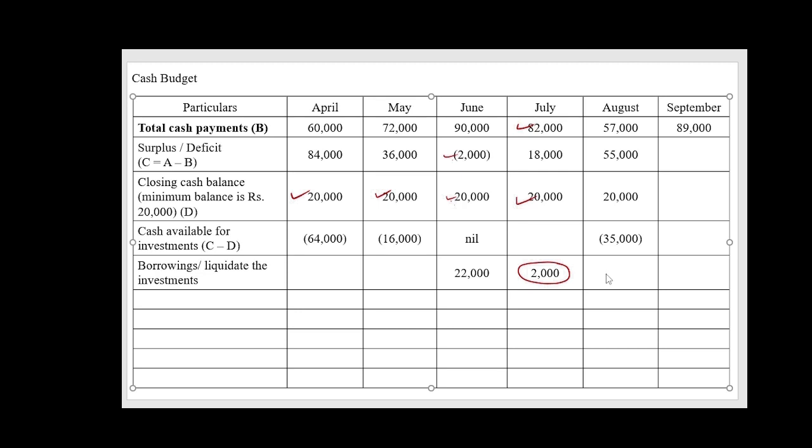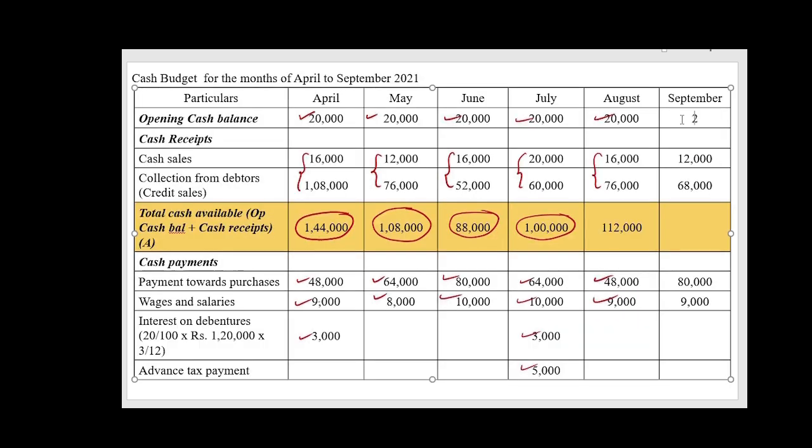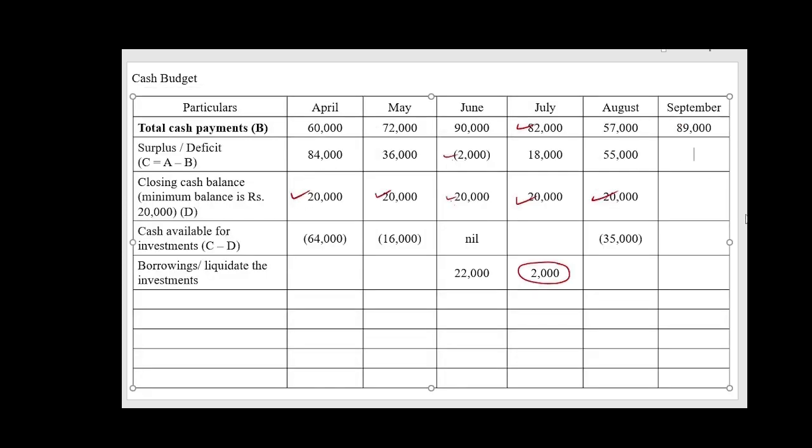Now this 20,000 rupees of August will be the opening cash balance of September. So now for the month of September, 20,000 plus 12 plus 68. So how much will be its total cash availability? It is 1 lakh. Now out of this 1 lakh, it has to pay 80,000 and 9,000. So in total it has to pay 89,000 out of 1 lakh. After making the 89,000 payment, it will have a cash surplus of 11,000 in its hand.